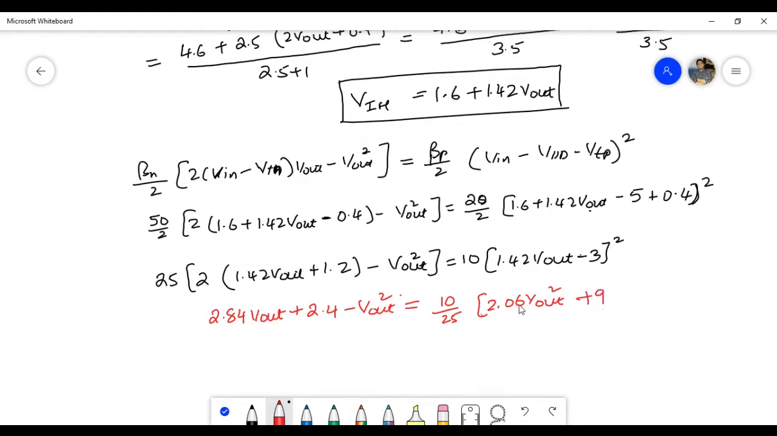2.016. 0.16, right? Yeah. And 6 into 1.42 will be 8.52. 8.52 V out. Okay, so here it is. Yes, it will be how much? 10 by 25 will be how much? 0.4.